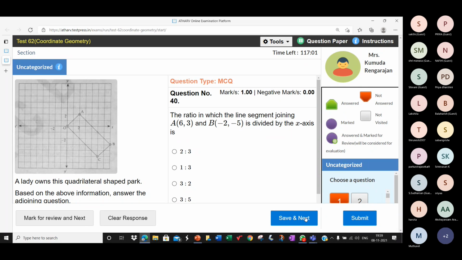The ratio in which the line segment joining A, B is divided by the x-axis is.